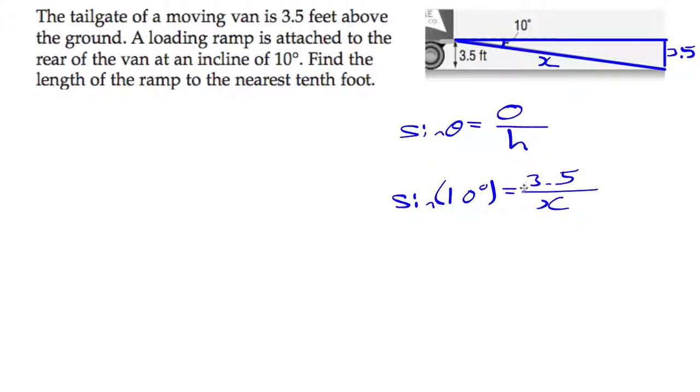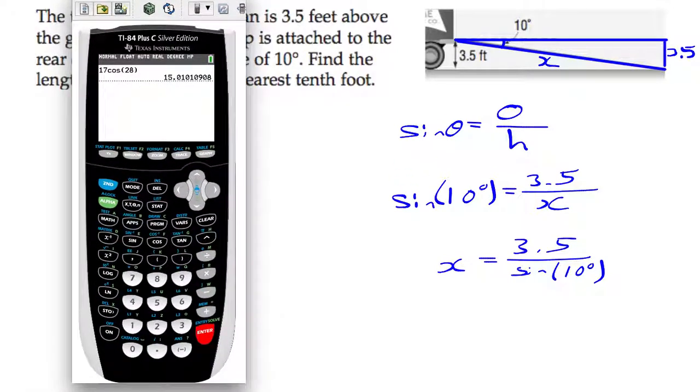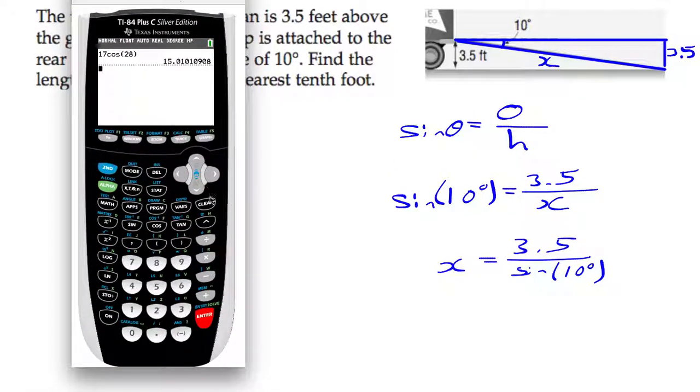So a little bit of algebra here, but remember we can switch this whole value and this denominator. So we get x is equal to 3.5 over the sine of 10 degrees. Going back to our calculator, we're already in degree mode, so we don't need to switch that again.